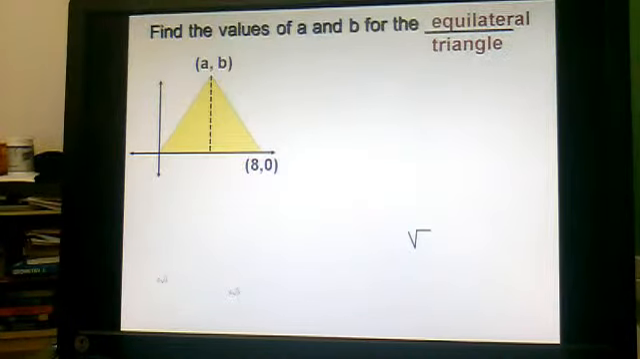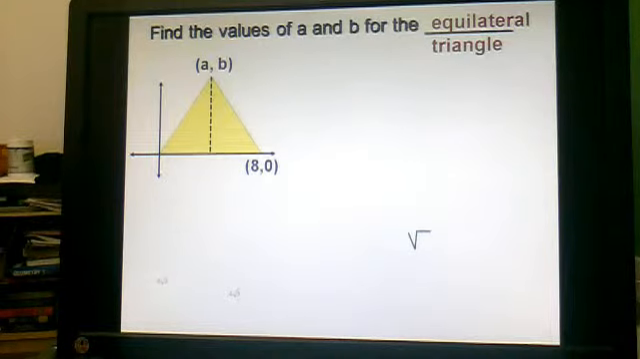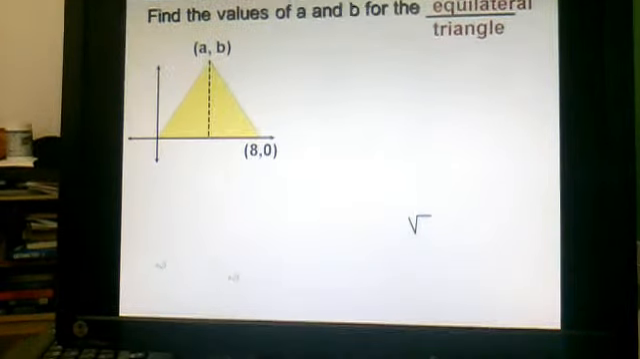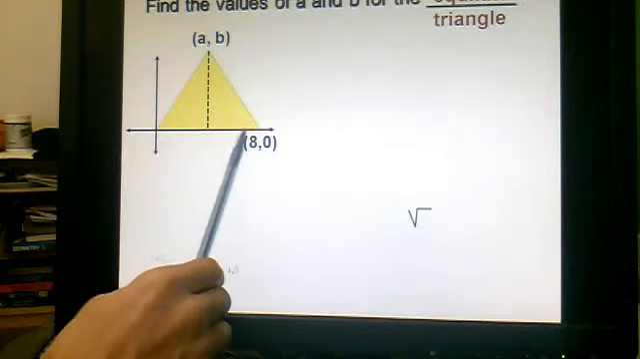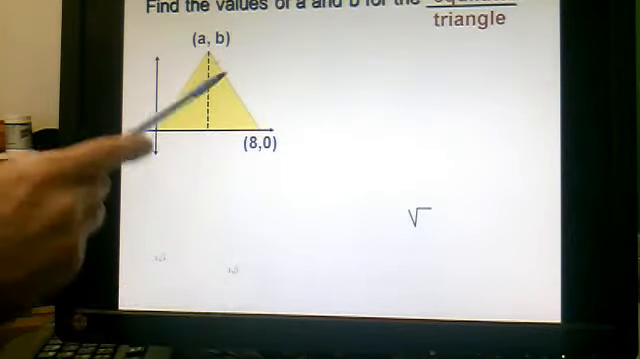Sorry, that was cut off there. It's an equilateral triangle. I know I said it in the last one, but it was cut off. So if this whole thing was 8, because it's 8 comma 0, that means this is 4. And you know this is 8.